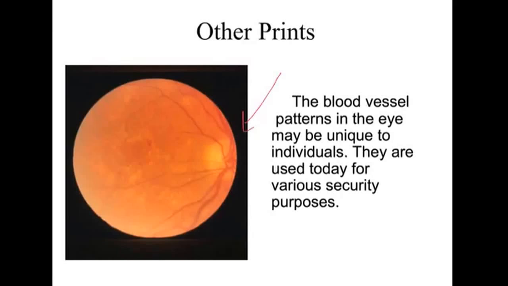But these are not really used at crime scenes, because typically if there's an eyeball left at the crime scene, it's relatively easy to figure out who that eyeball belonged to. You look for the guy that's constantly winking at you. So, anyway, so that's the last one, is eye prints, and those are going to be used mainly for security purposes.